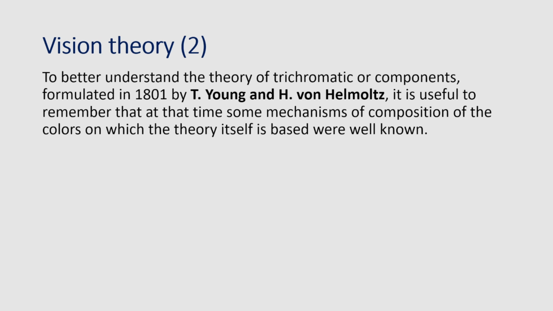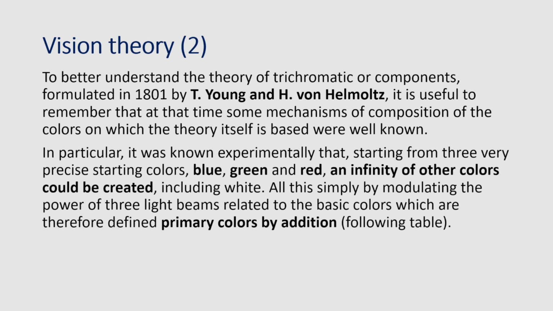Vision theory. 2. To better understand the theory of trichromatic or components, formulated in 1801 by T. Young and H. von Helmholtz, it is useful to remember that at that time some mechanisms of composition of the colors on which the theory itself is based were well known. In particular, it was known experimentally that, starting from three very precise starting colors, blue, green and red, an infinity of other colors could be created, including white. All this simply by modulating the power of three light beams related to the basic colors, which are therefore defined primary colors by addition, following table.